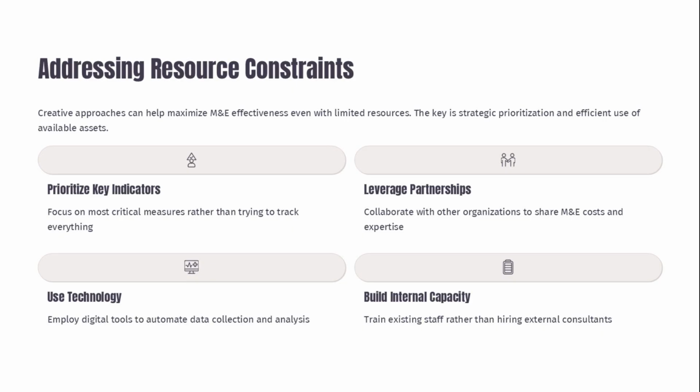Prioritize key indicators by focusing on the most critical measures rather than trying to track everything. Leverage partnerships by collaborating with other organizations to share M&E costs and expertise. Use technology by employing digital tools to automate data collection and analysis. Build internal capacity by training existing staff rather than hiring external consultants.